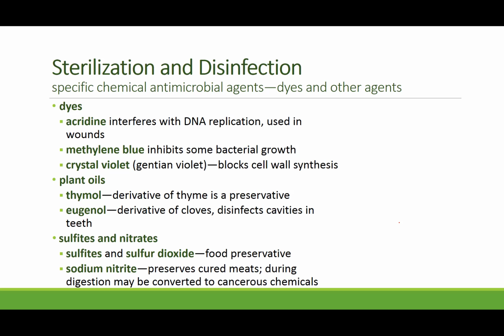Okay, so finally we're to the end of this whole list. So dyes and other agents that can be antimicrobial. Acridine is a dye that's used to disinfect wounds because it interferes with bacterial DNA replication. Methylene blue can inhibit bacterial growth. That's another of the stains that we use. And crystal violet, also known as gentian violet, as we've said before, blocks cell wall synthesis.